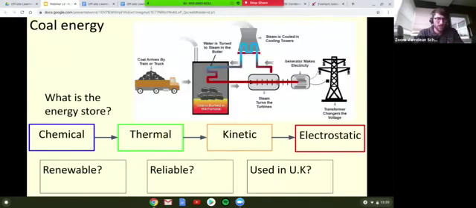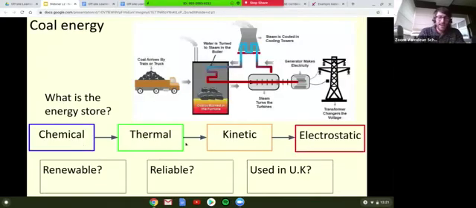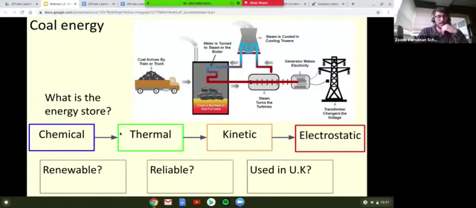So this is a good example here for coal energy. It's a similar sort of idea. For the nuclear power station, the starting store of energy would be nuclear, as it shows in here. But otherwise, they'd be exactly the same in the full transfers that would be occurring. So for coal energy, we've started with the chemical, we started with coal, and we are heating it, transferring the energy from chemical to thermal energy.